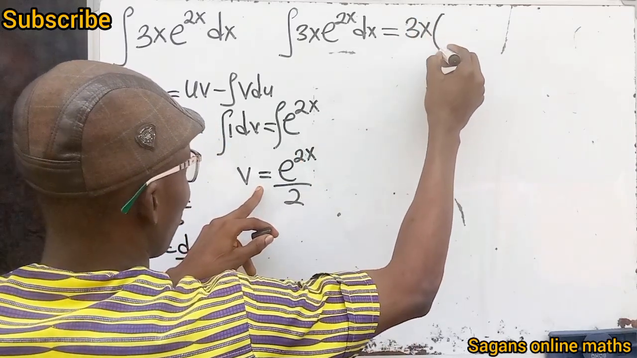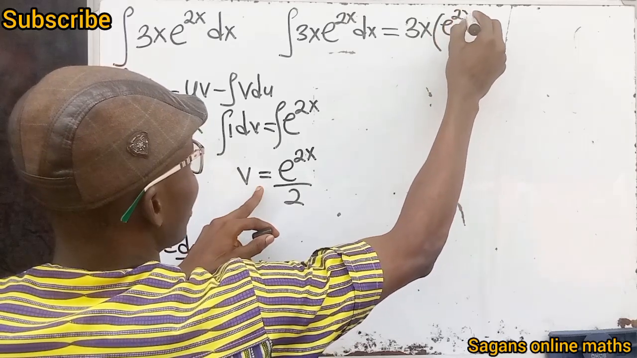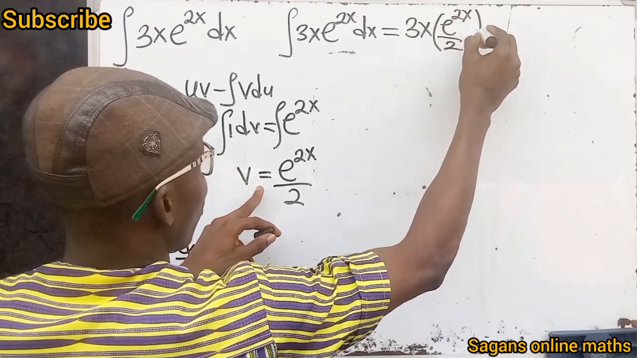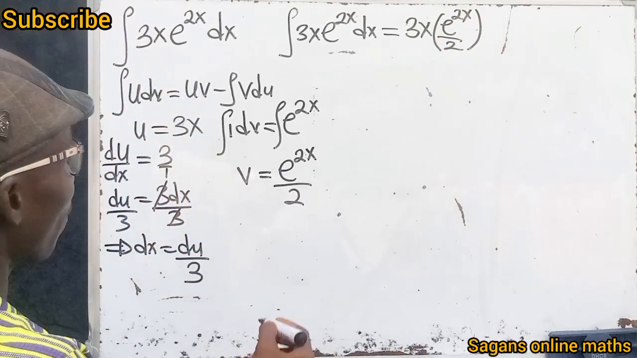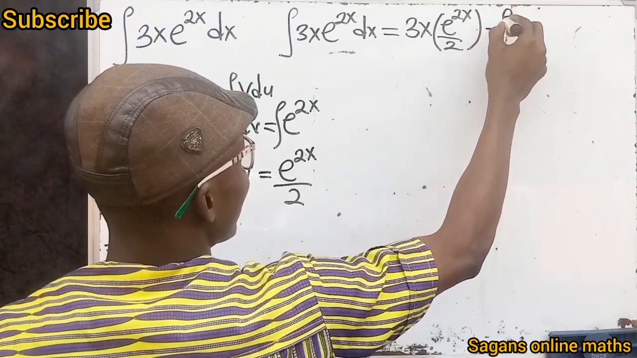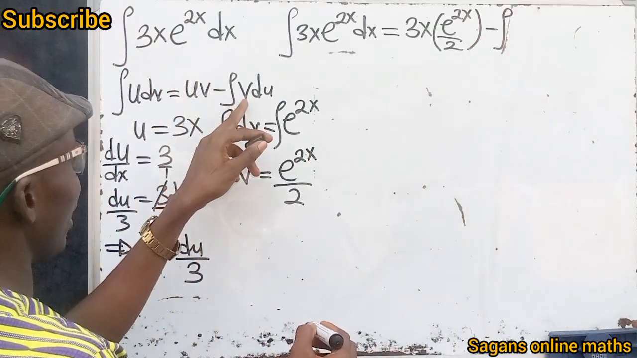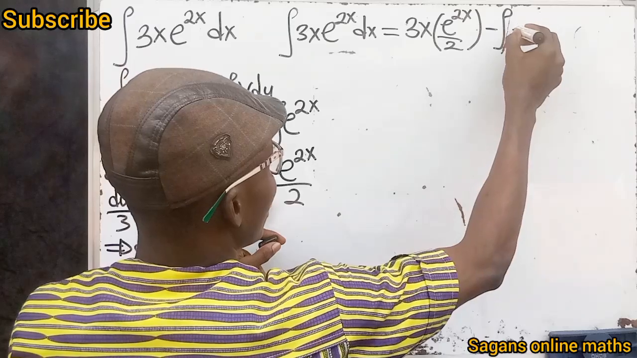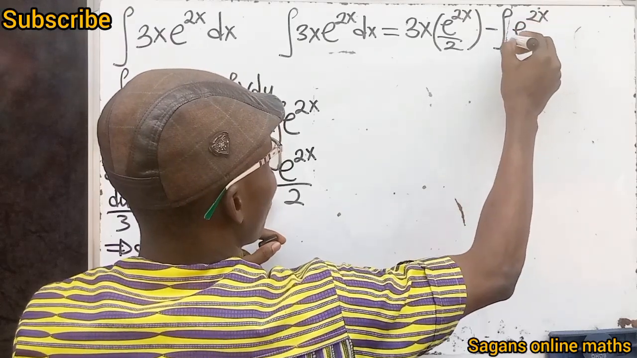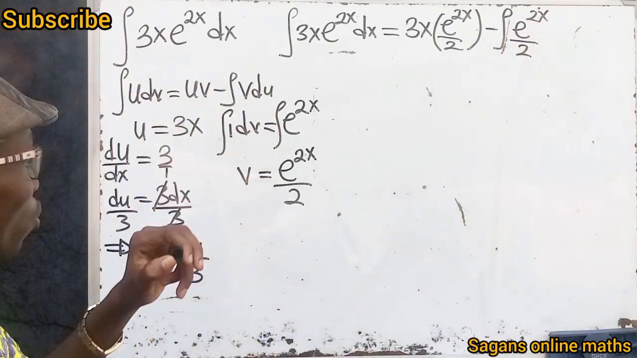Our v is e to the power of 2x divided by 2. That's our v. Then minus the integral of what? What is our v here? Look at v. V is e to the power of 2x divided by 2. Then what is our du?